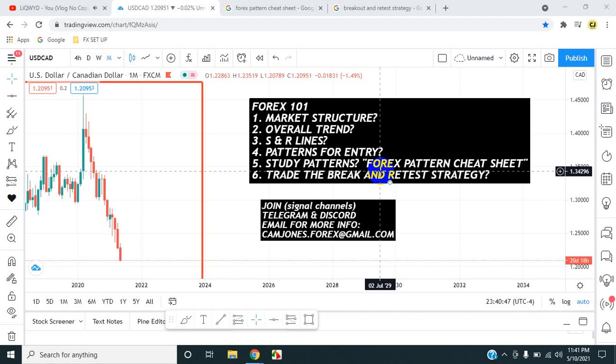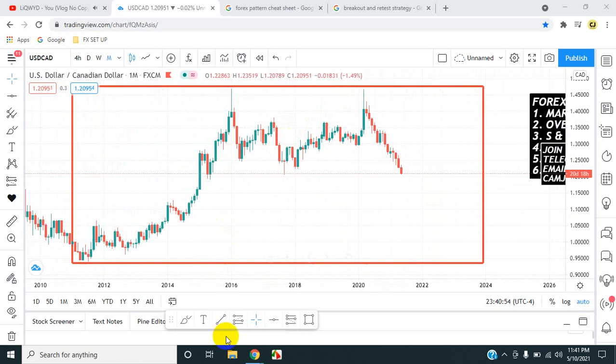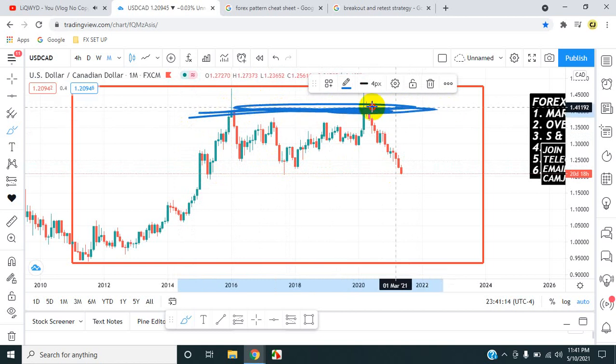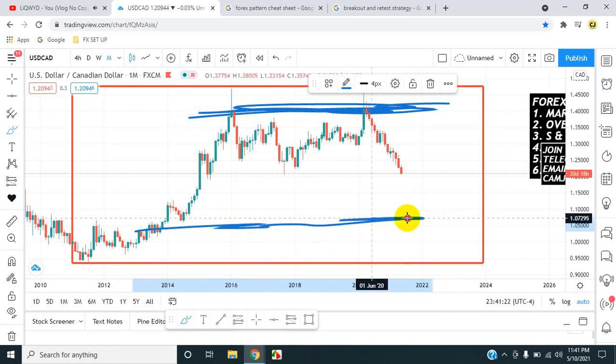Pick up for business. Hey guys, we are marking up USD CAD. Let's take a look at price action to see what's going on. So again, we can clearly see that market price was at an area of resistance. It may return back to area of support.